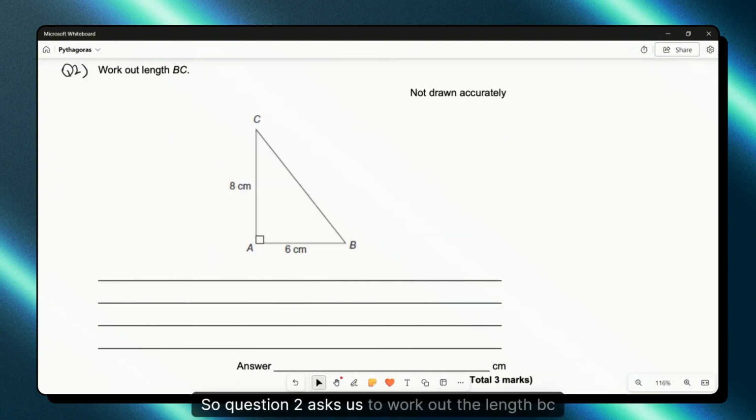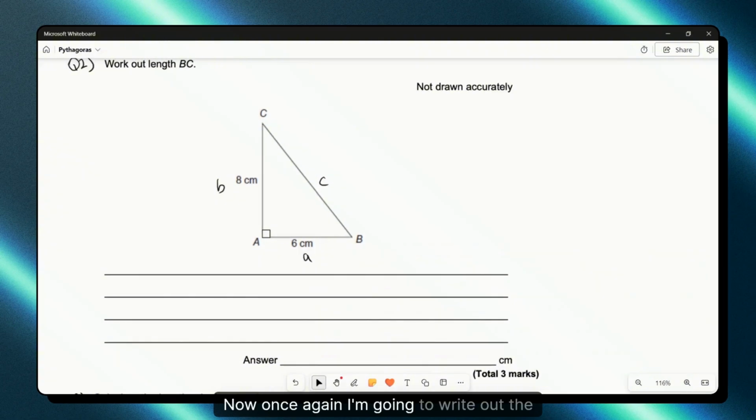So question 2 asks us to work out the length BC. Now once again, I'm going to continue getting into the habit of labeling each side of my triangle just to make things easier for me. So this side here, AB, I'm going to label A. The side AC here, I'm going to label B. Therefore, the hypotenuse will be labeled C.